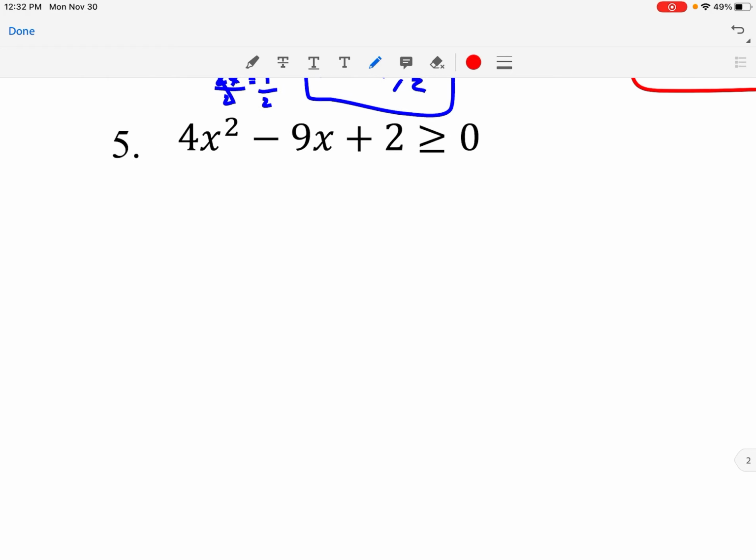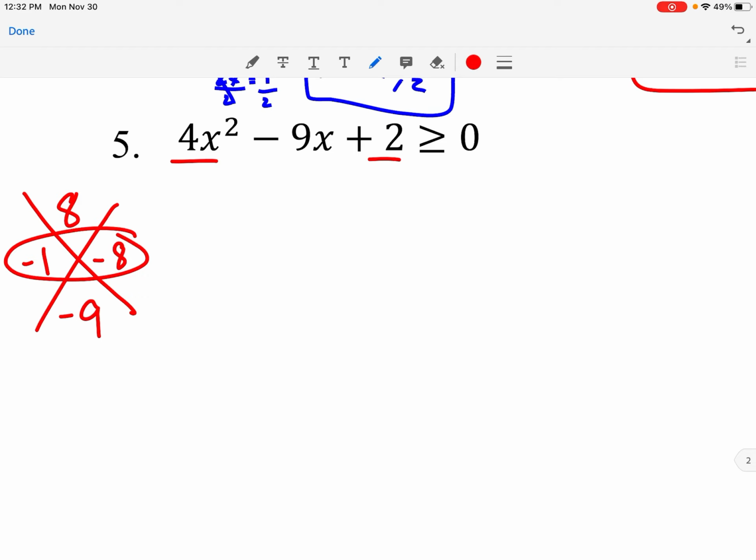Okay, on this one, same idea, but it's ready for us to factor. We already have 0 on one side, so we multiply those two together, and we're looking for what times what gives me 8, adds together to be -9. So these are going to be my magic numbers this time. But again, we're not ready to factor yet. We're just setting it up to factor since I have a 4 up here.